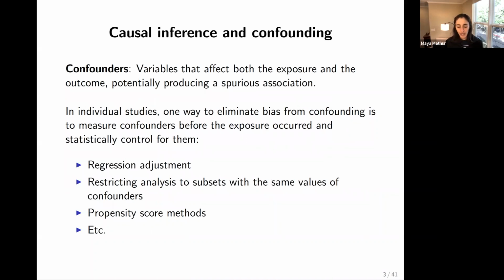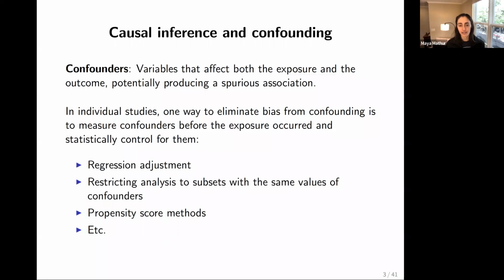And the term confounding is sometimes used kind of loosely to mean any form of internal bias. I'm going to be describing confounding today in a more precise way as it's used in the causal inference literature. Specifically, confounders are variables that affect both the exposure and the outcome in a study, and hence potentially produce a spurious association. And in any given individual study, one way to eliminate bias from confounding is to measure confounding variables before the exposure occurred and statistically control for them.